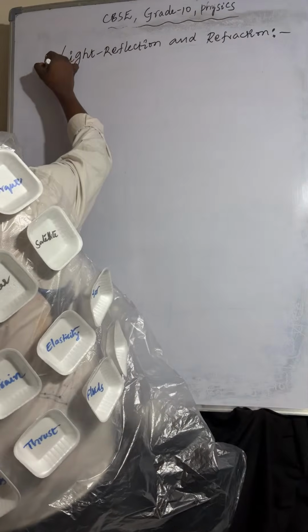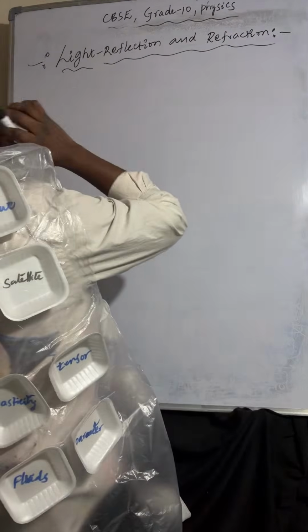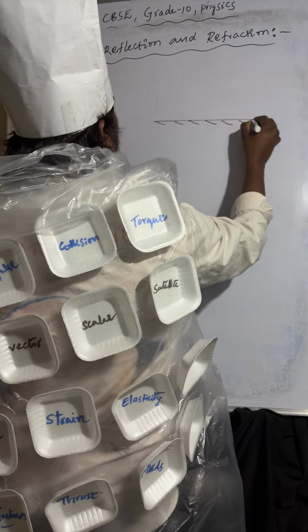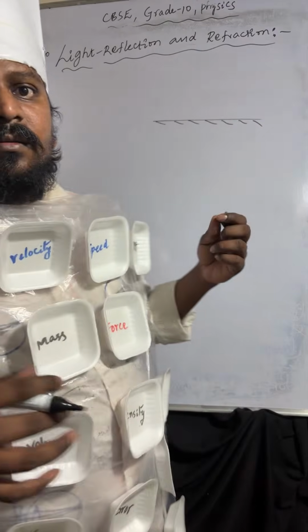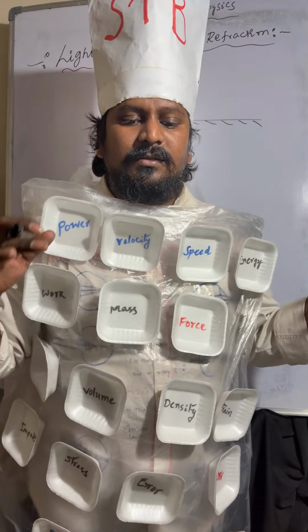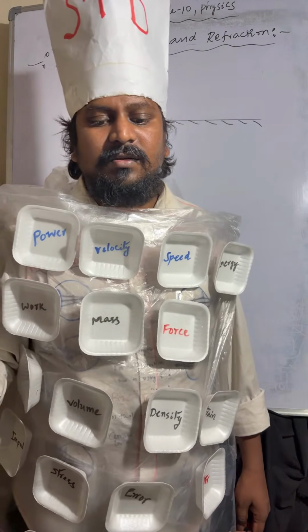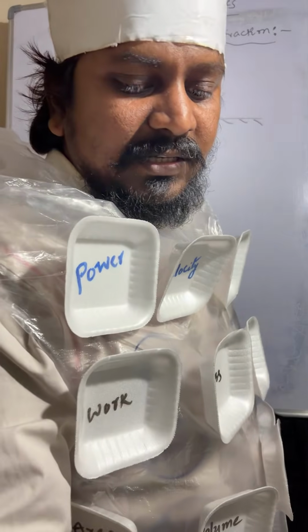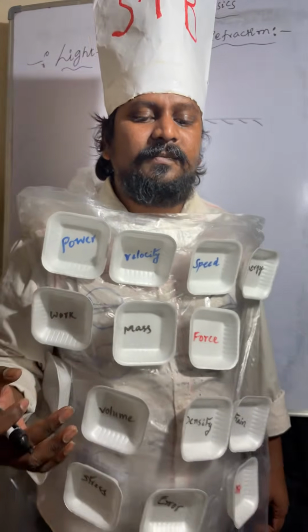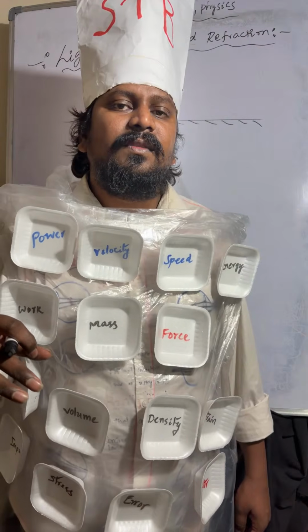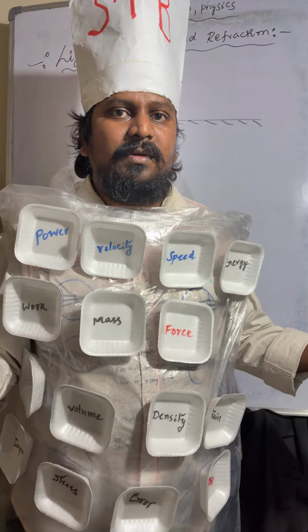Okay, so when light is incident on the surface, this is a plane mirror. A plane mirror is nothing but a mirror where one side is the reflecting surface and the other side is silver coated. So I'm taking a plane mirror.